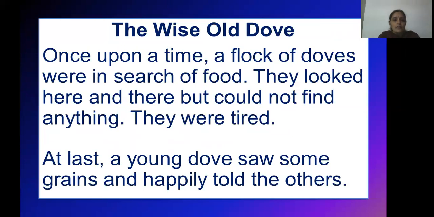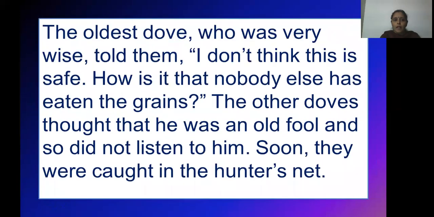Title of the story is The Wise Old Dove. Once upon a time, a flock of doves were in search of food. They looked here and there but could not find anything. They were tired. At last, a young dove saw some grains and happily told the others. The oldest dove, who was very wise, told them, I don't think this is safe. How is it that nobody else has eaten the grains? The other doves thought that he was an old fool and so did not listen to him.